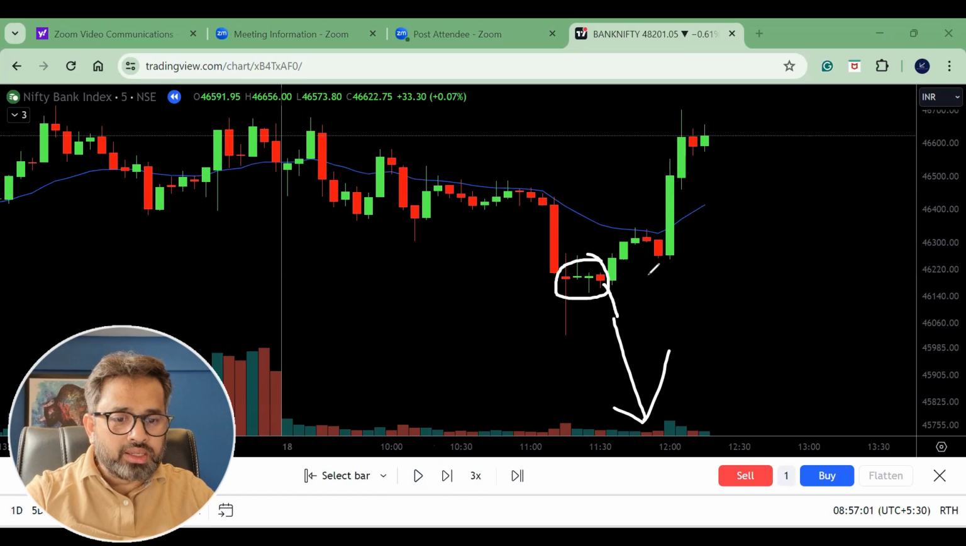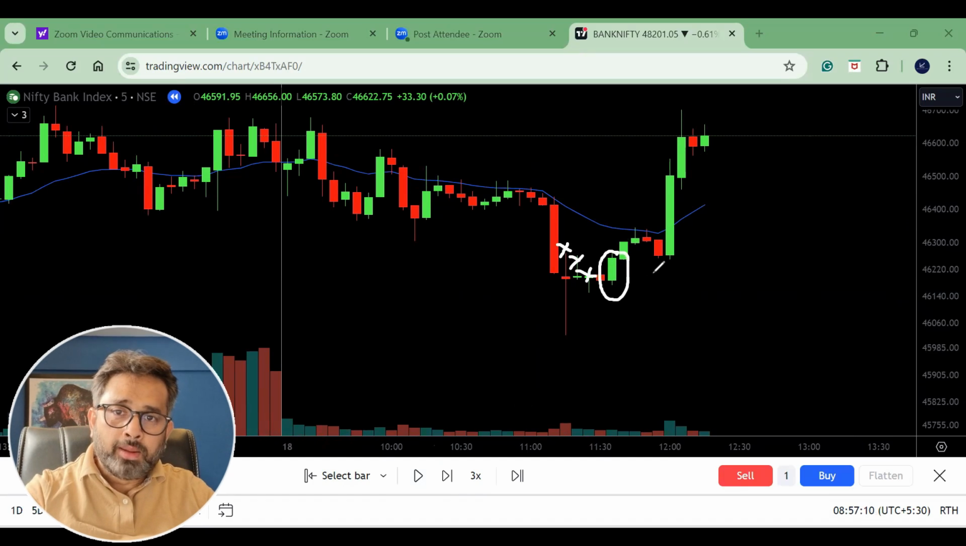So that means, don't take any trading decision based on a pin bar. Wait for a full body candle. That is the sign that buyers are gaining strength, and from there the chances are higher that the market starts going up, most of the time.